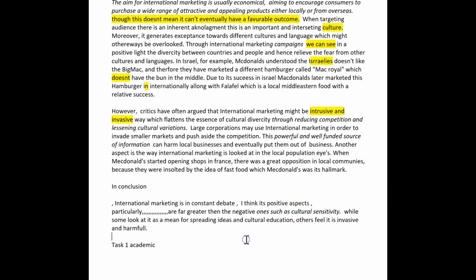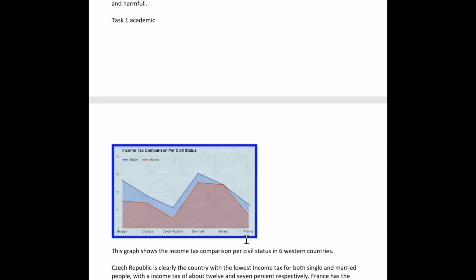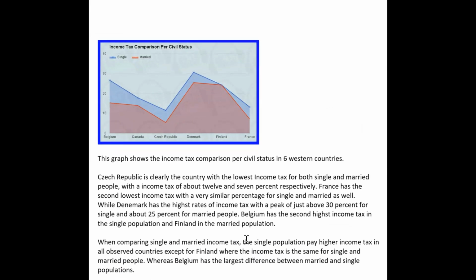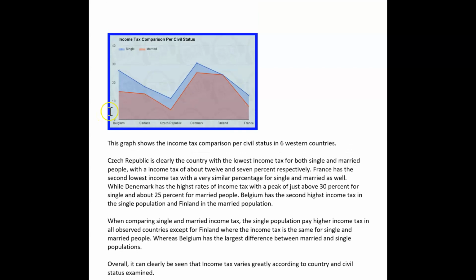So good work on that one. I can see you've sent another one in as well. Let's have a look at your task 1. So we want 4 sections, which you've got. So income tax comparison. So don't use the same words. Paraphrase this. You've got to find another way of saying that. How much money was paid in income tax, or something like that.